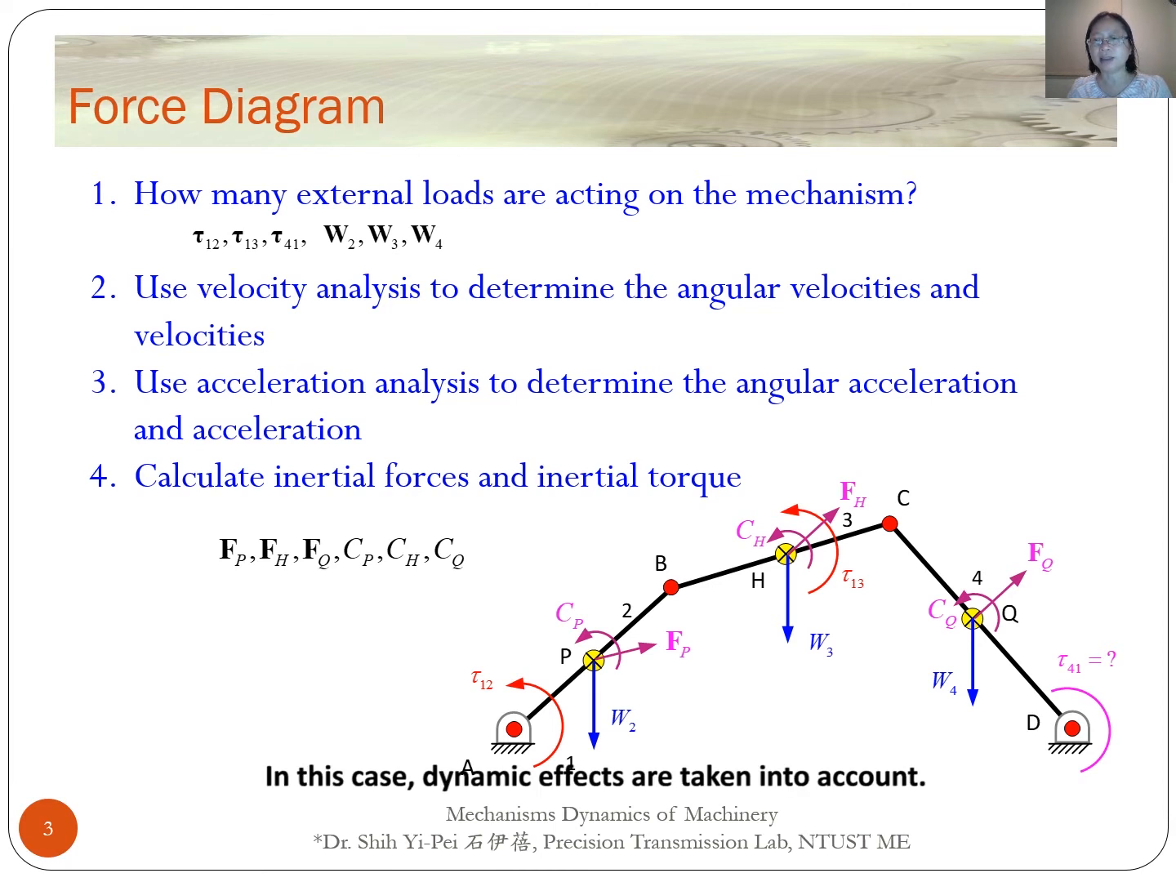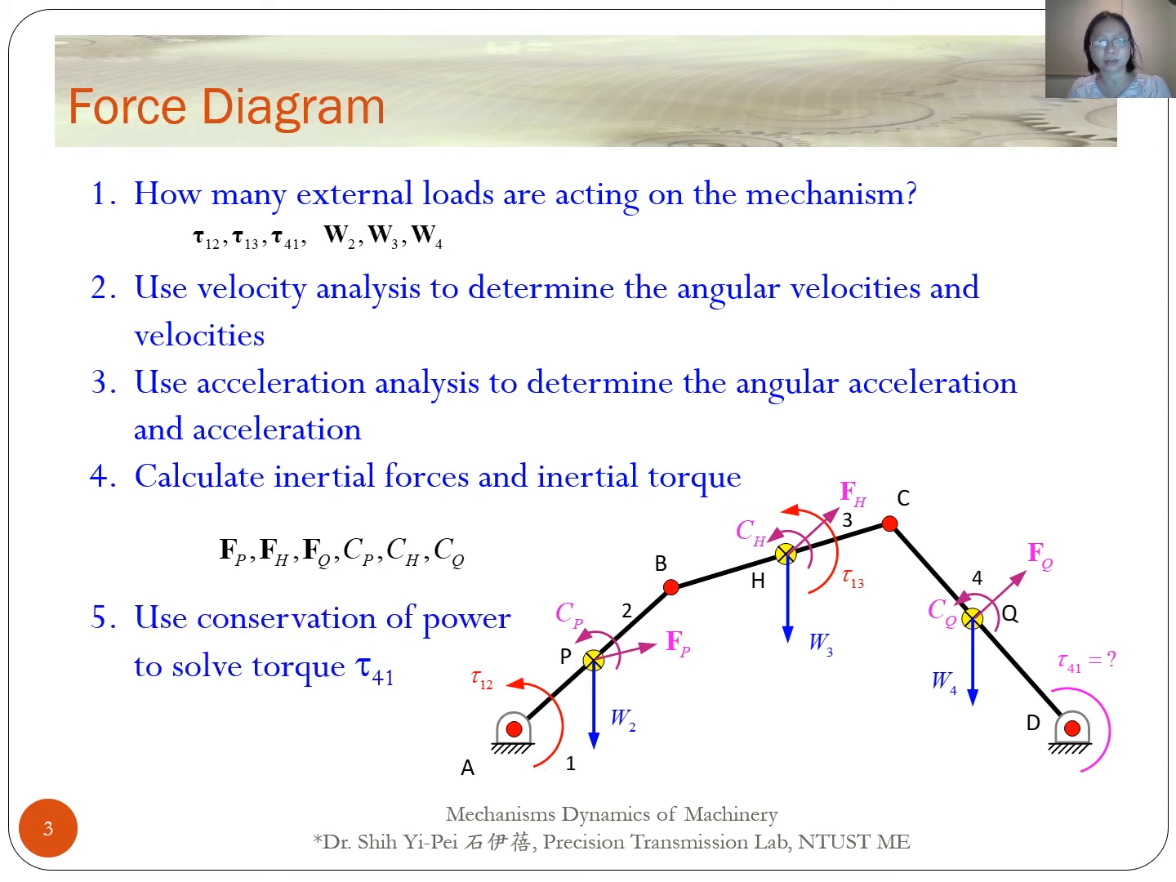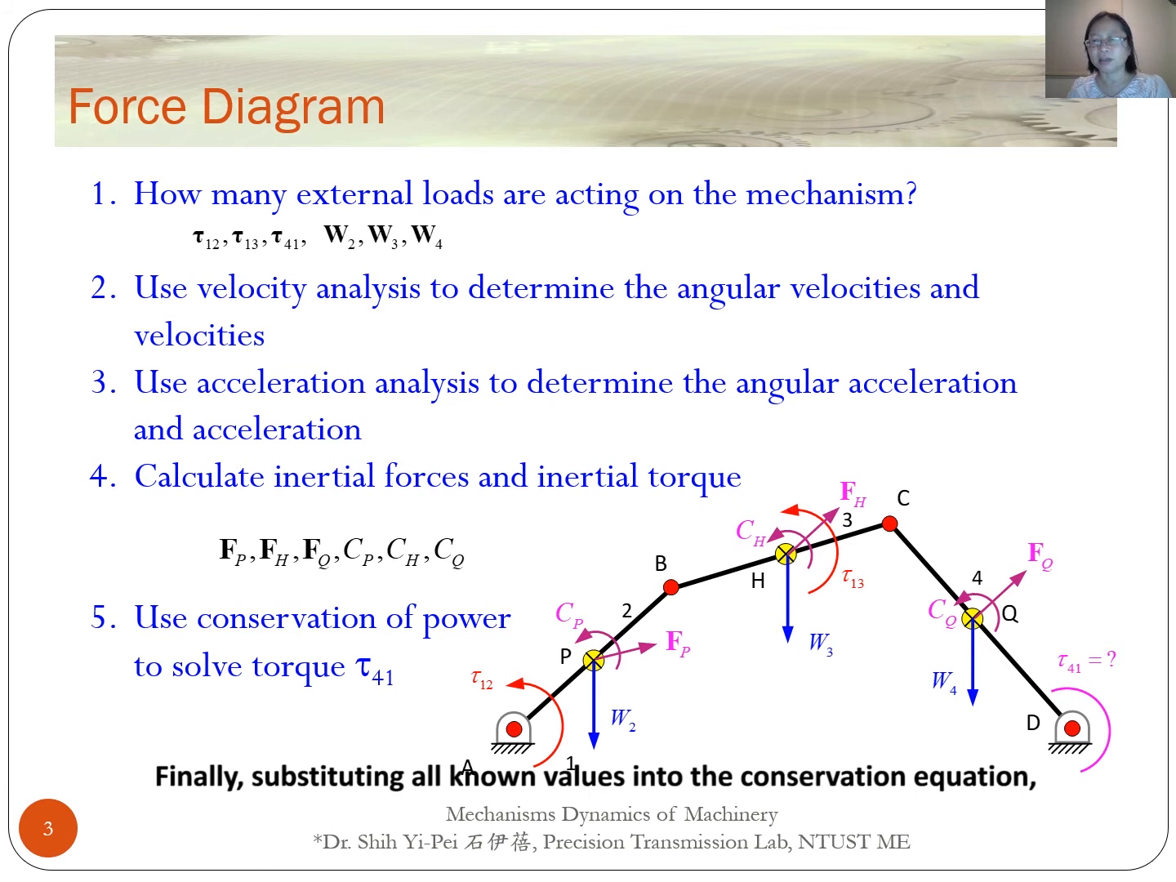In this case, dynamic effects are taken into account. Since accelerations are known, we can compute the inertial forces Fp, Fh, and Fq, and the inertial torques Cp, Ch, and Cq. Finally, substituting all known values into the conservation equations, we will get output torque tau41.